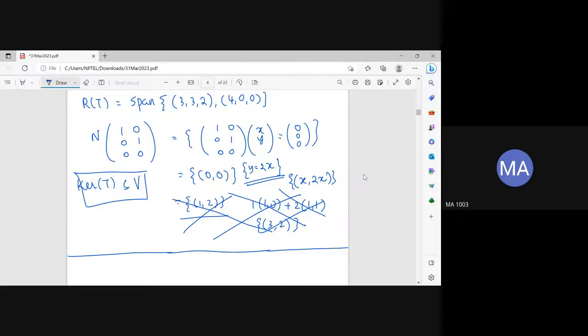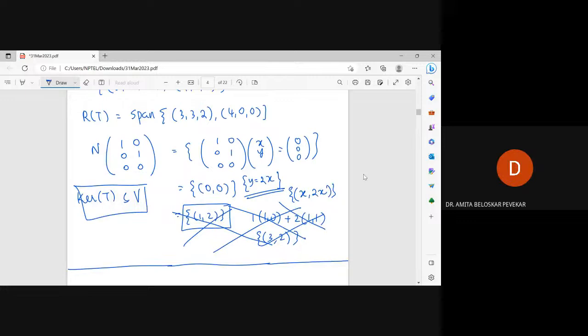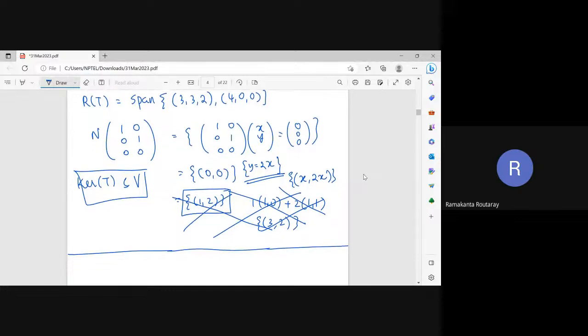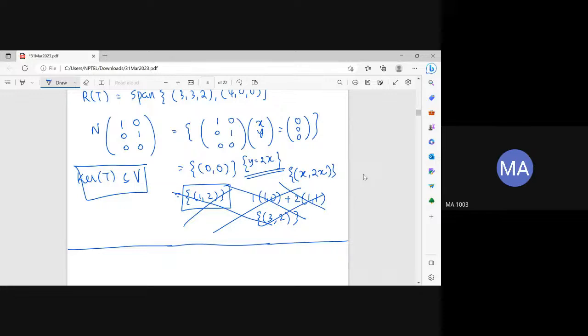Yes, ma'am. So this is not the basis for the kernel. This is only giving you the coefficients. Ma'am, what exactly do you mean by kernel? Like if the basis is 0, 0 or 1, 2, so what? Is the kernel just a subset of the vectors, or what exactly does it mean? What is the kernel of a linear transformation?